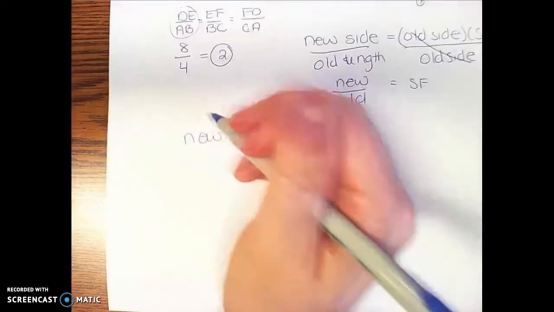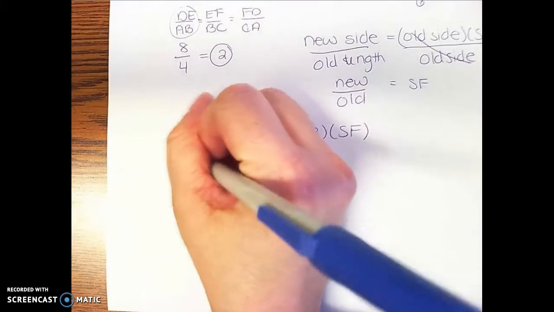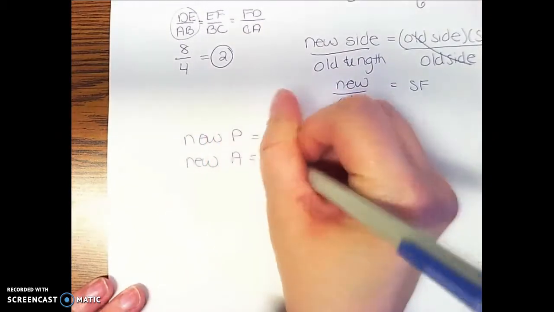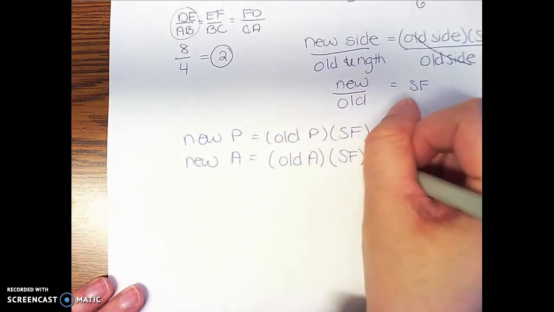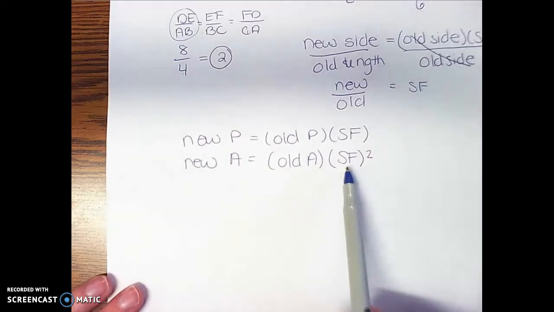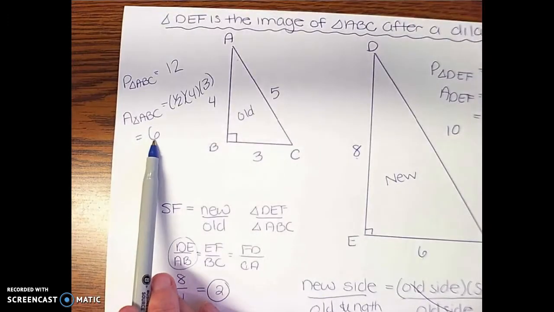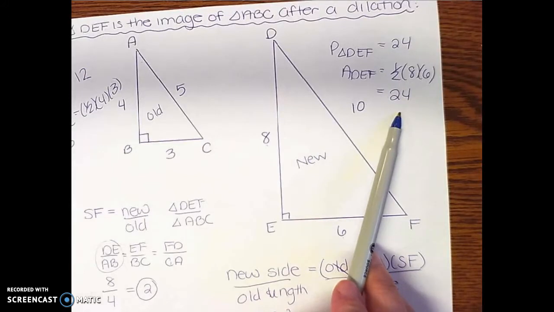So if I want to find a new area, I multiply my old area, not by just my scale factor, but my scale factor squared. In this case, my scale factor is 2, so 2 squared is 4. If I multiply my old area 6 times 4, I get my new area of 24.